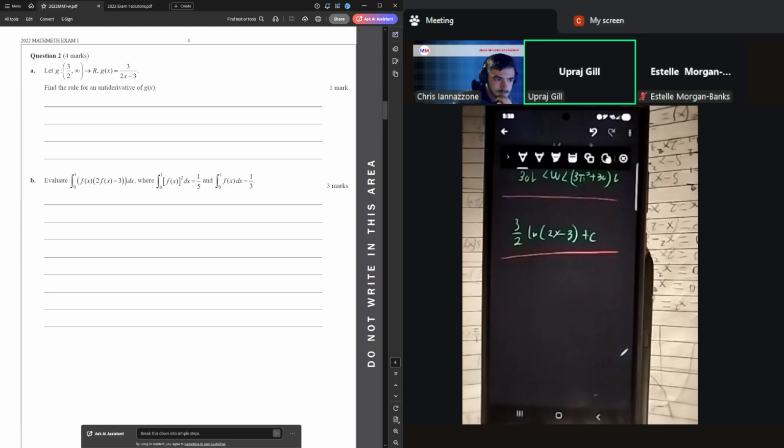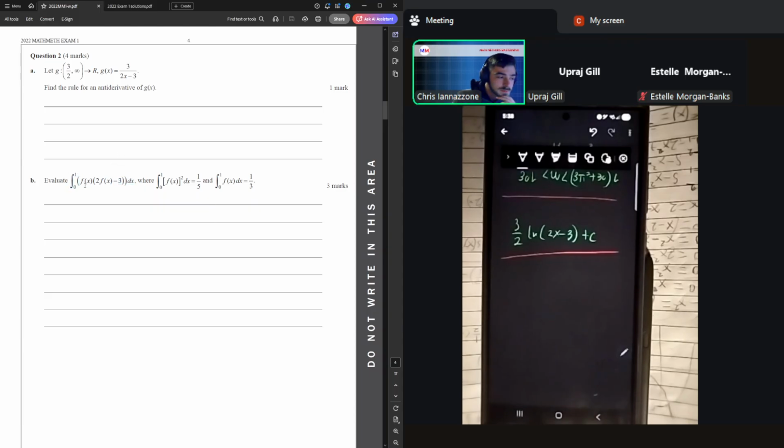Chris, could we expand the expression inside? I would certainly do that. Yeah. Distribute the f of x into 2f of x and the minus 3. Good start.